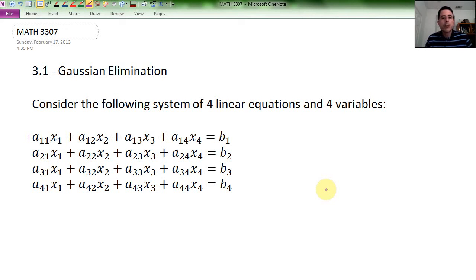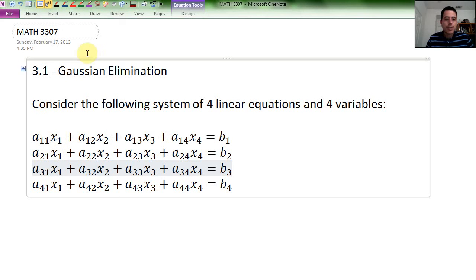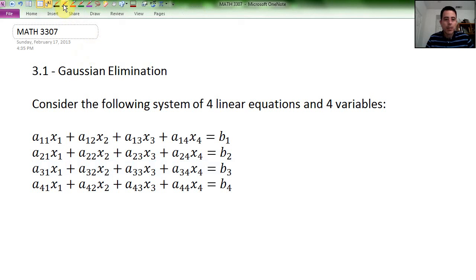Now we're going to see a method of implementing Gaussian elimination in Octave. Gaussian elimination, as you remember, is a process where we eliminate some of the variables from the equations. So this is an example of a linear system with 4 equations and 4 variables.